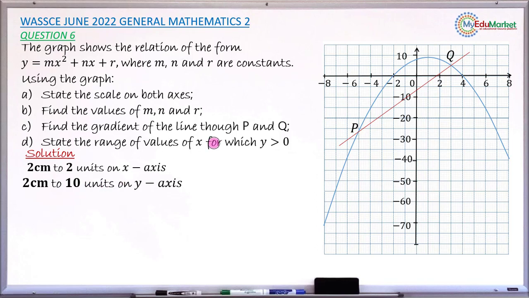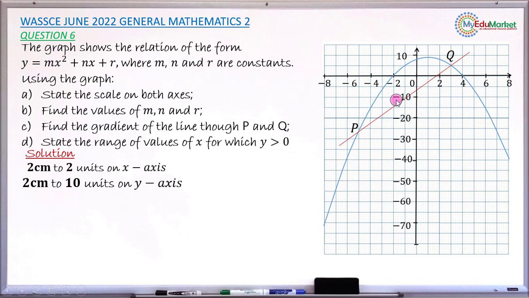We move to question B, where you are asked to determine the values of m, n, and r, that is these constant numbers in this function. To do that, you build the quadratic equation that is represented by this curve. To build that quadratic equation, you need to determine the roots, where the curve crosses the x-axis, like this minus 2 and this 4. These are the roots. So you use these roots to build the quadratic equation.